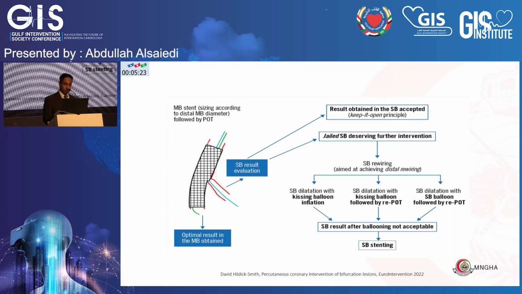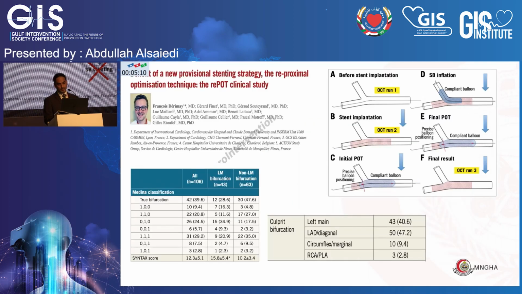In this case, because we're using 5 French, we cannot use kissing balloon. We cannot use, again, kissing balloon followed by pot, and we cannot use side branch stenting. So we were left with side branch dilatation followed by repot. So this is where the recommendation came from for this technique.